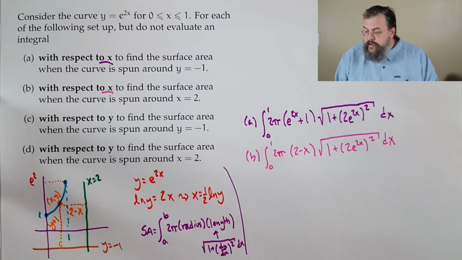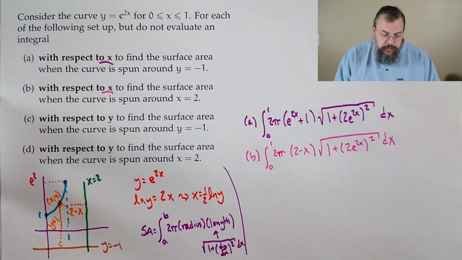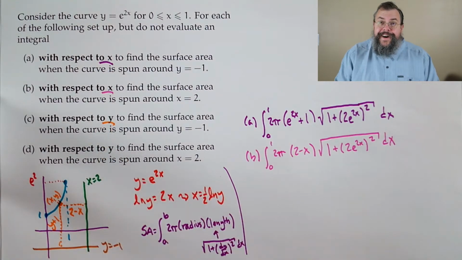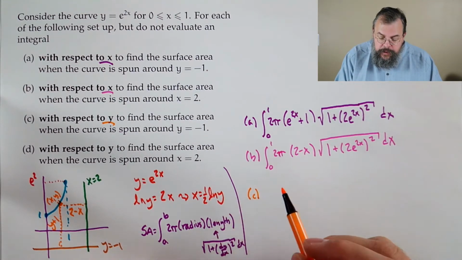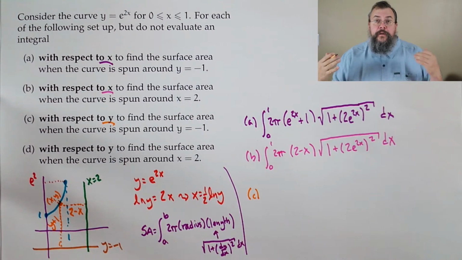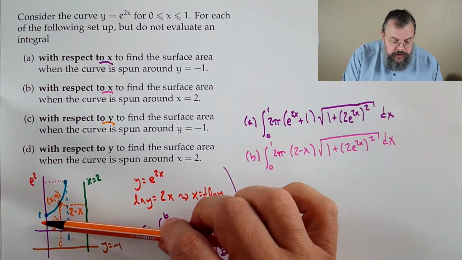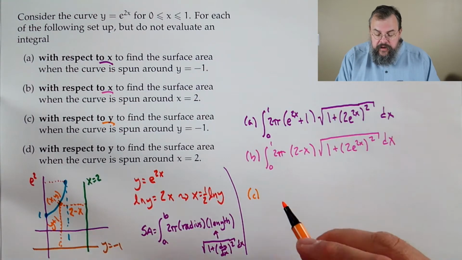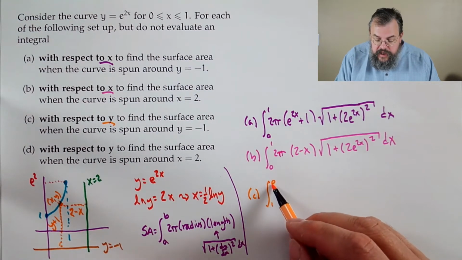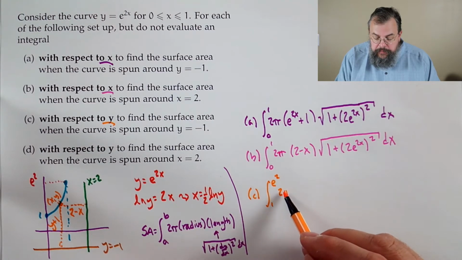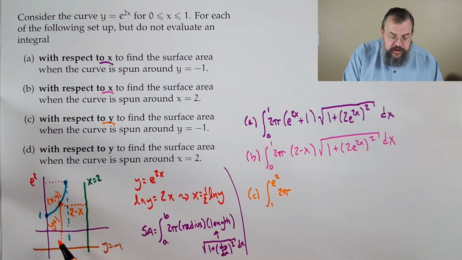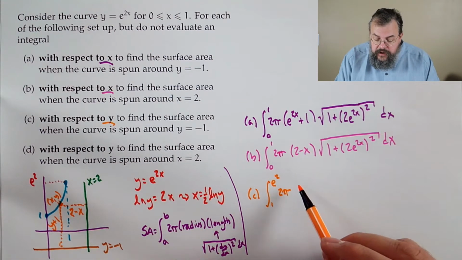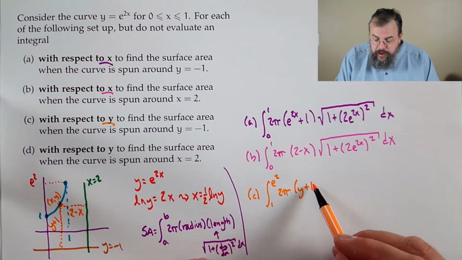All right, good. Now on to our next one, which is part C. With respect to y. Okay, now we're shifting gears. So for part C, since we're integrating with respect to y, we have to have our bounds in terms of y. We say, well, the curve goes from 1 to e squared. So that's our bounds, 1 to e squared. 2 pi. Where are we spinning around? That determines our r. Well, it's around y equals -1, so this becomes y plus 1.